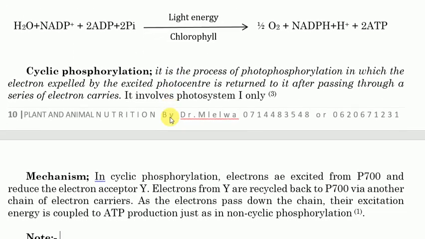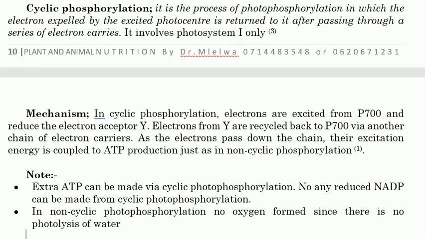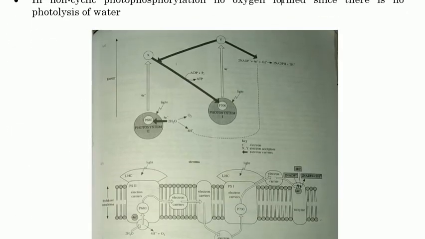That's one difference between them. In the mechanism of cyclic photophosphorylation, electrons are excited from photosystem 1 and reduce electron acceptor Y. Electrons from Y are recycled back to photosystem 1 via another chain of electron carriers. As the electrons pass down the chain, the excitation energy is coupled to ATP production, just as in non-cyclic photophosphorylation.